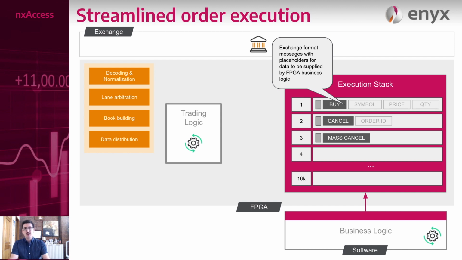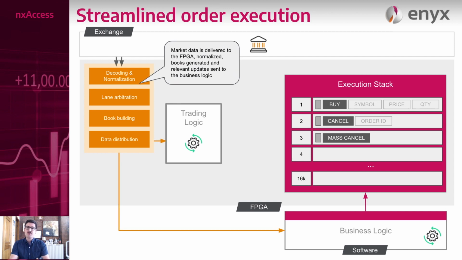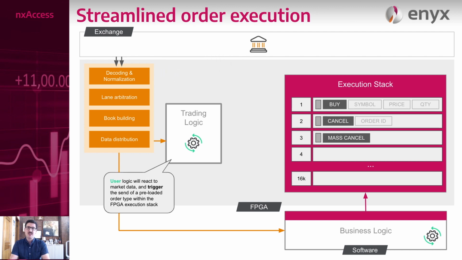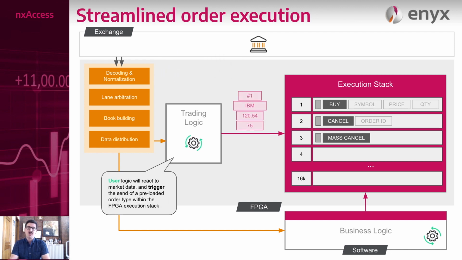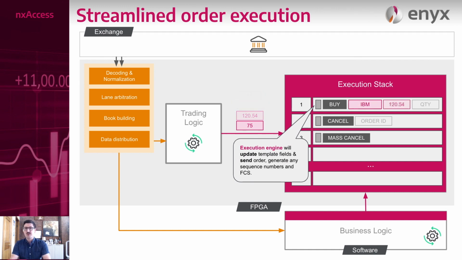The feed handler is going to decode and normalize the data, perform A/B arbitration, build the book, and then, as we saw before, provide market data updates both to the hardware trading logic and the software one. Your hardware trading logic then is going to be able to crunch the data, and an opportunity might arise. And if that happens, the hardware trading logic might be interested to trigger a buy order, so template 1, and provide the missing fields: IBM, $120.75, quantity. When that happens, the execution stack's job then is going to update the order with those fields and make it complete. And when that's done, it will send it to the exchange.